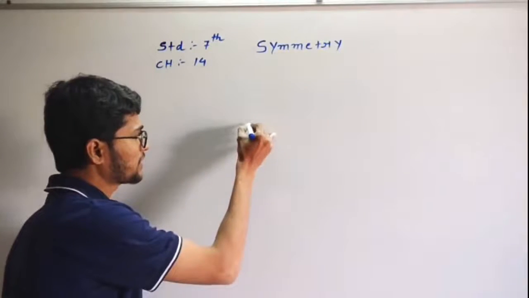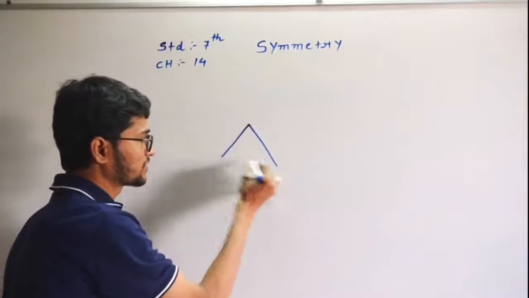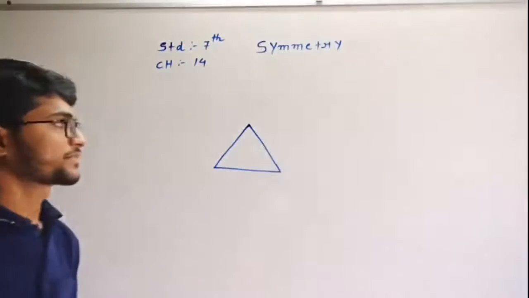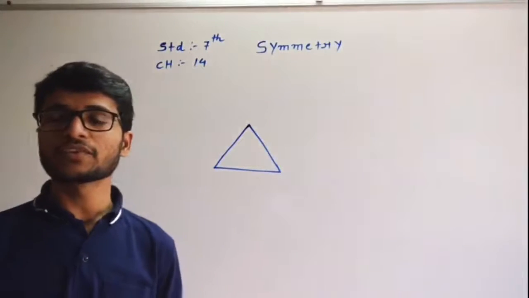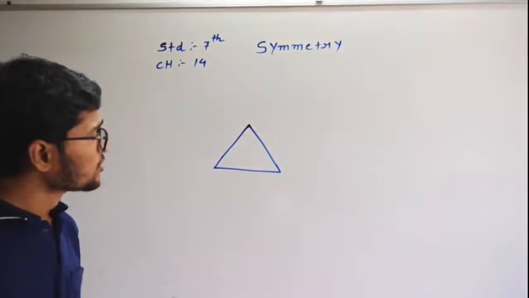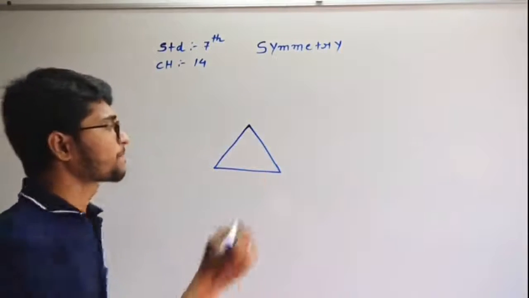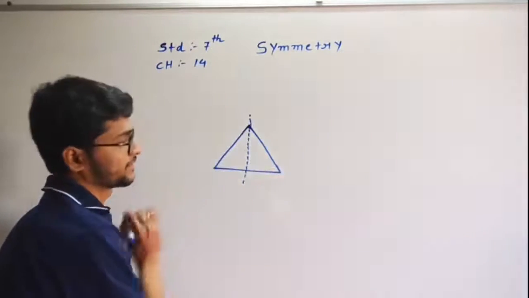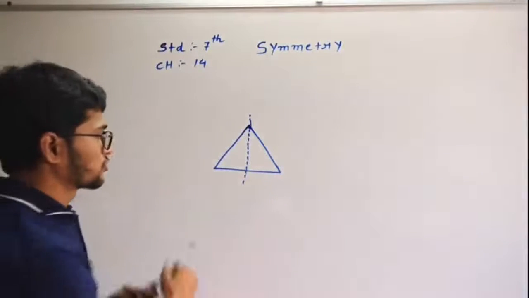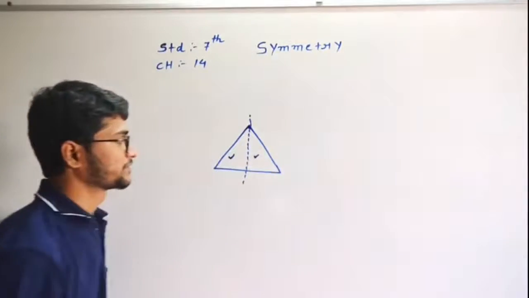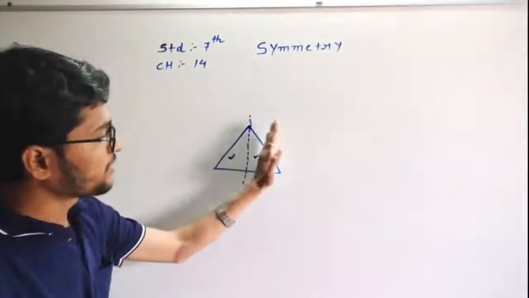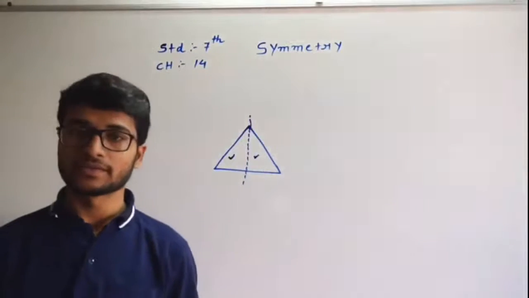Suppose you are given this type of triangle, right? So here is given one triangle. In this triangle we have to draw one line. This is divided into parts. So this is this part and this part. We have to overlap this part on the second part.